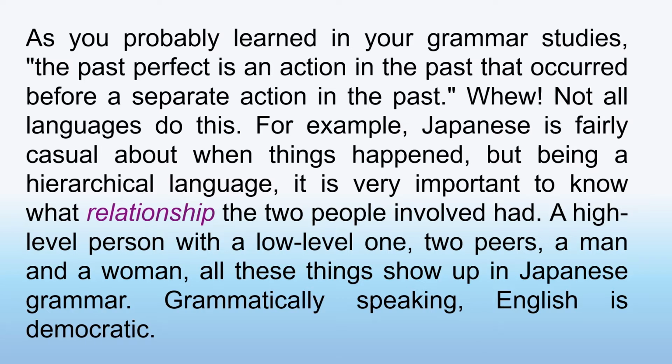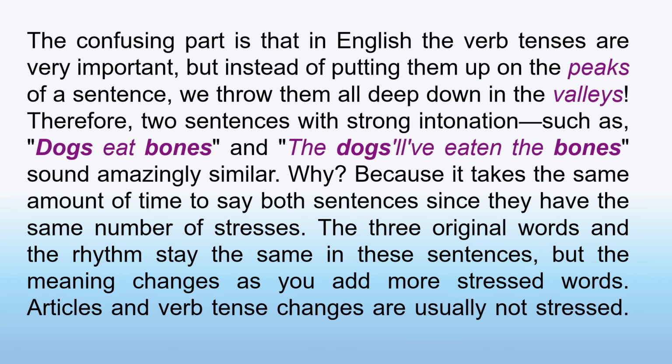For example, Japanese is fairly casual about when things happened, but being a hierarchical language, it's very important to know what relationship the 2 people involved had. A high-level person with a low-level one, 2 peers, a man and a woman. All these things show up in Japanese grammar. Grammatically speaking, English is democratic. The confusing part is that in English the verb tenses are very important, but instead of putting them up on the peaks of a sentence, we throw them all deep down in the valleys.